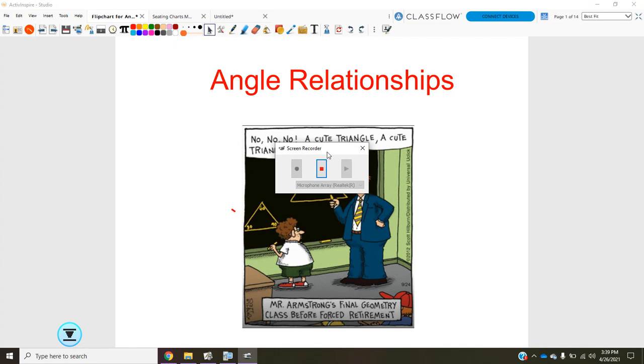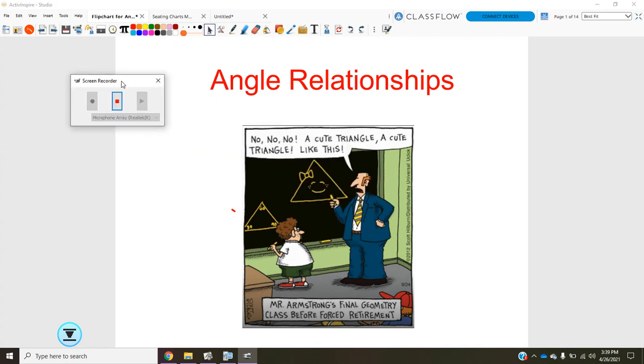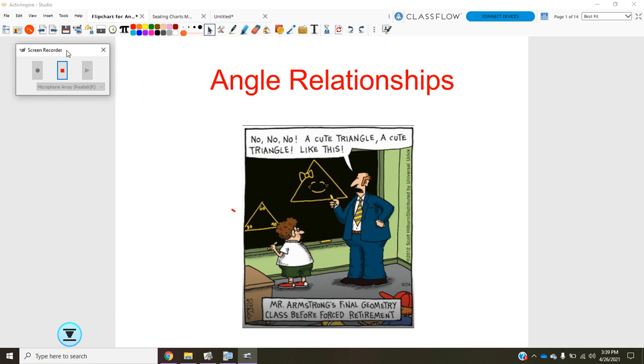Hi friends, this is the review for angle relationships. So we'll take a few moments to enjoy this little cartoon. A cute triangle, like this. Mr. Armstrong's final geometry class before forced retirement.